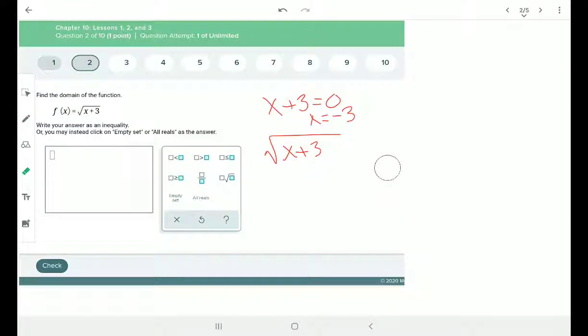We're trying to figure out, since we can't go more negative, then it has to be everything greater than or equal to negative 3. So x has to be greater than or equal to negative 3. So that's the answer for number 2. That's how you would go about finding it.